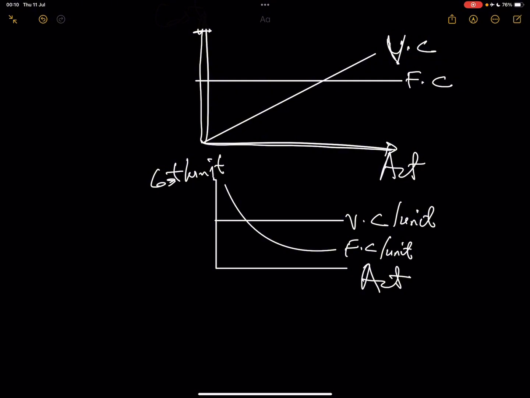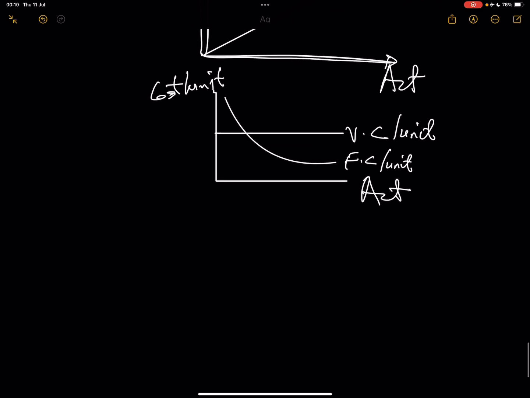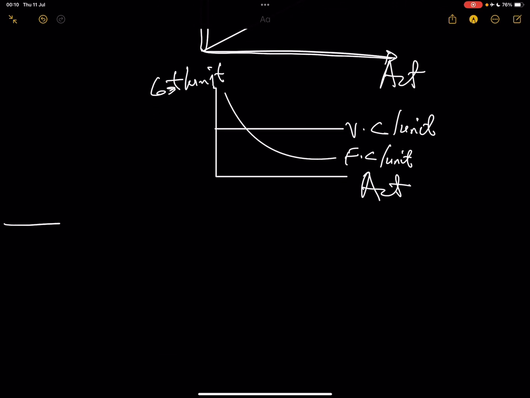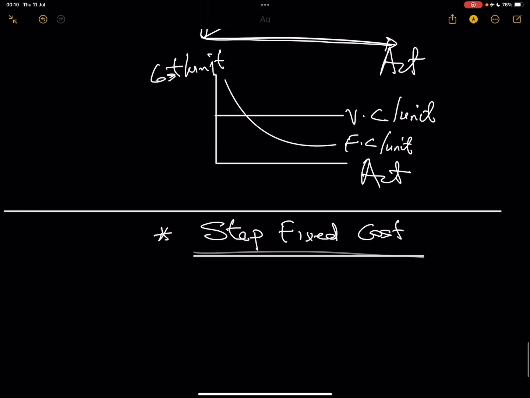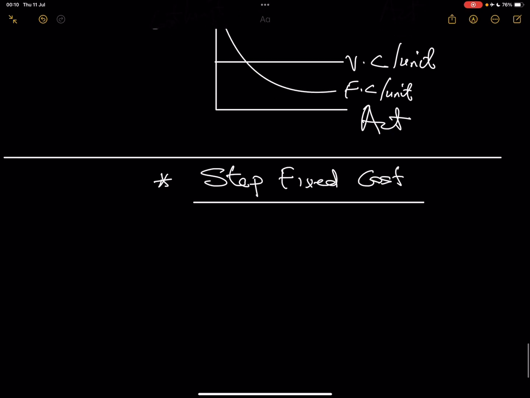Okay, now that is the general nature of cost and types, but sometimes there are some peculiarities that might make it slightly different from what I've explained. And the first one I'm going to touch on is what I'm going to call step fixed cost. Because I know I've told you that total fixed cost does not change regardless of the level of activity. So that is the general understanding of fixed cost.